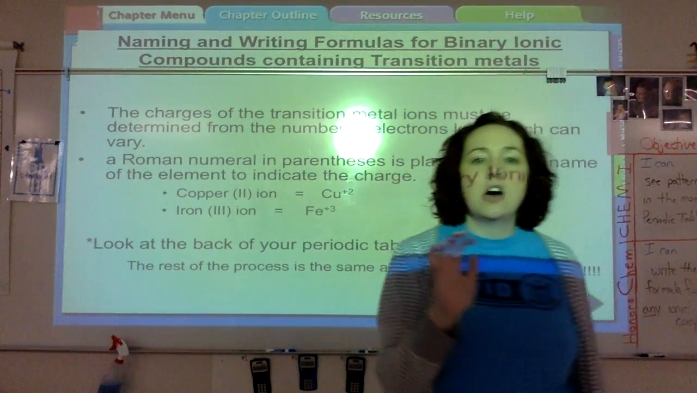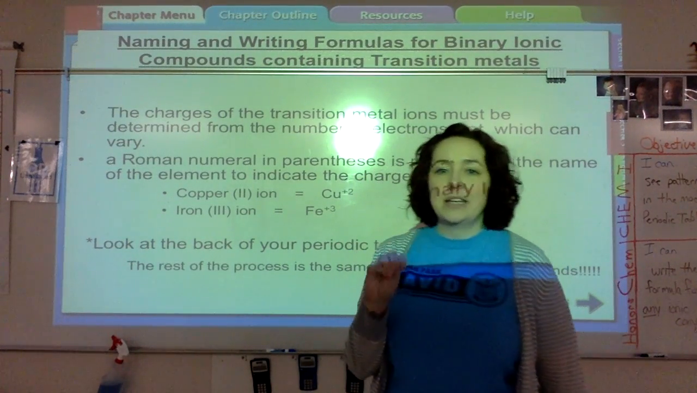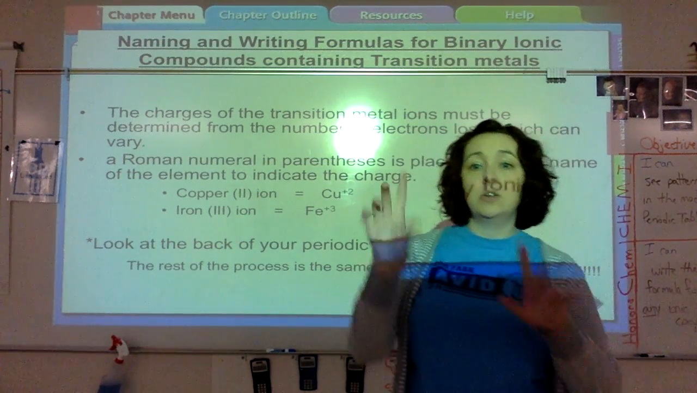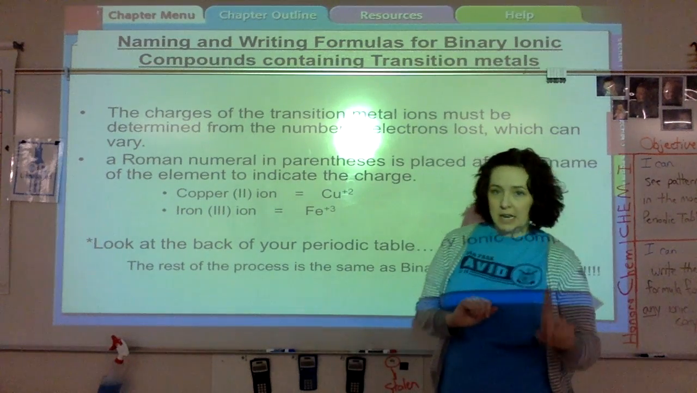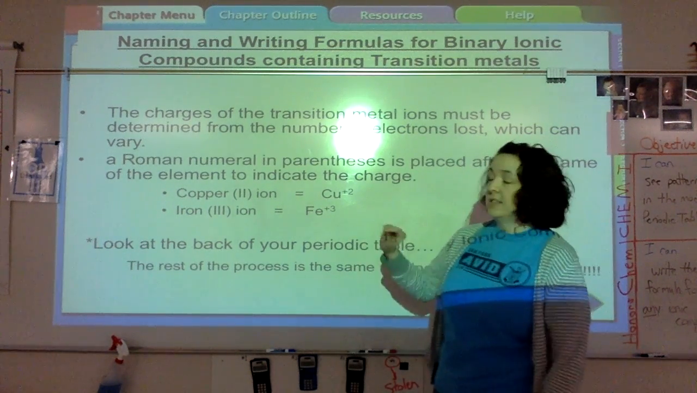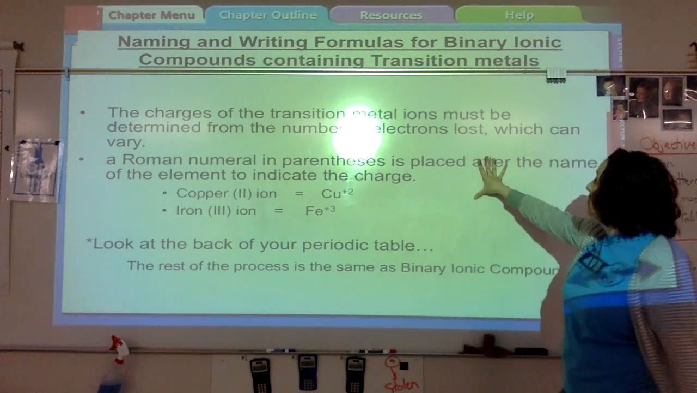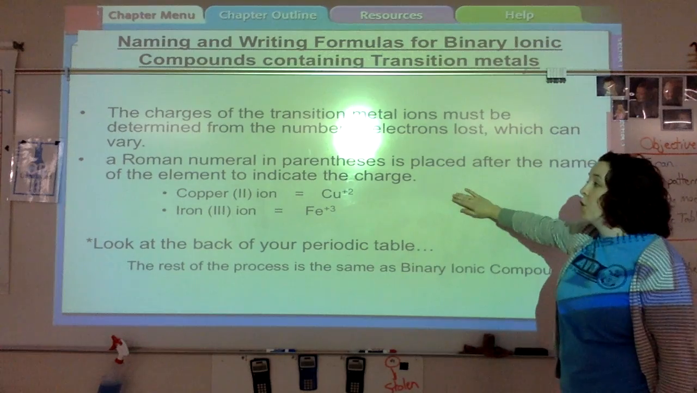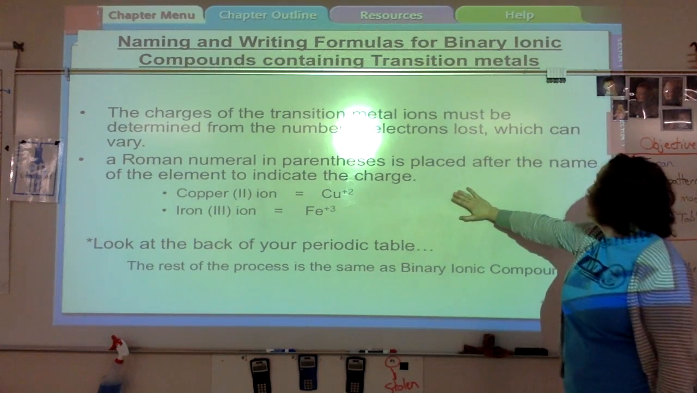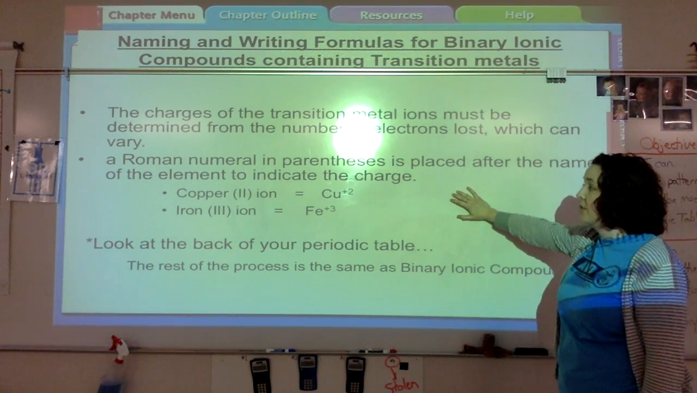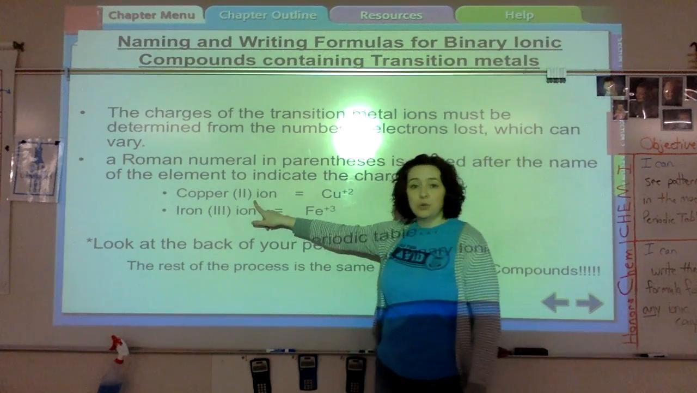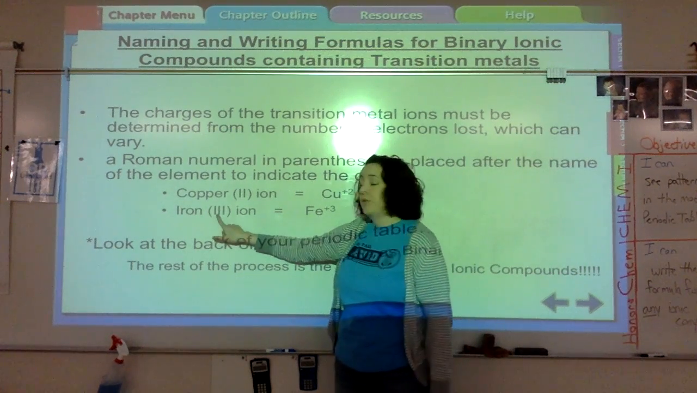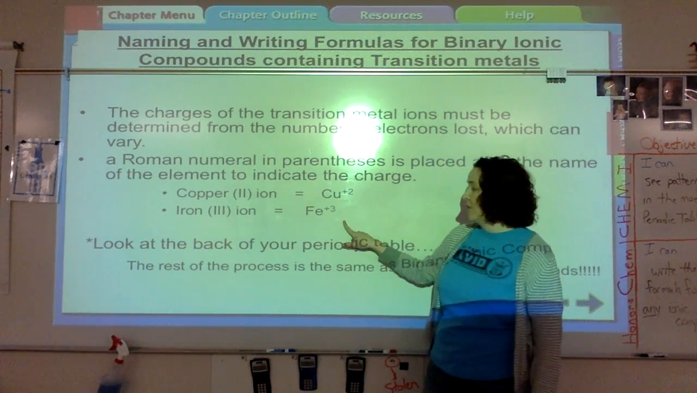Hello. Now we're going to take notes on naming and writing formulas of binary ionic compounds that contain these things called transition metals. So binary is still one cation, one anion, but the cation is a transition metal. The charges of transition metals must be determined from the number of electrons lost, which can vary. A Roman numeral in parentheses is placed after the name to indicate the charge. So if it says copper 2 ion, it's a copper plus 2. If it's an iron 3 ion, it's an iron plus 3.